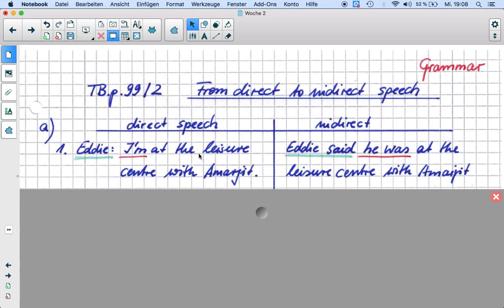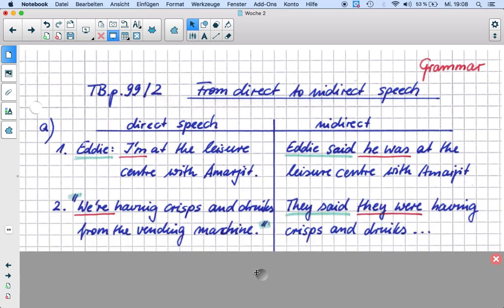Okay, so the first sentence is given: I'm at the leisure center with Amajit. And the indirect one from the text says Eddie said he was at the leisure center with Amajit. So someone or you report what someone else said. That's indirect speech. Okay, so we go on with the second sentence.